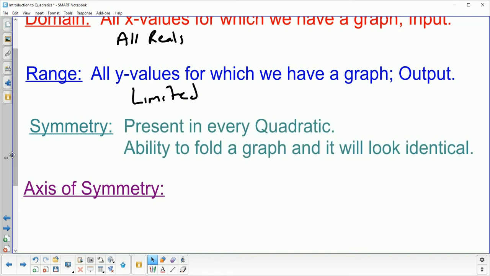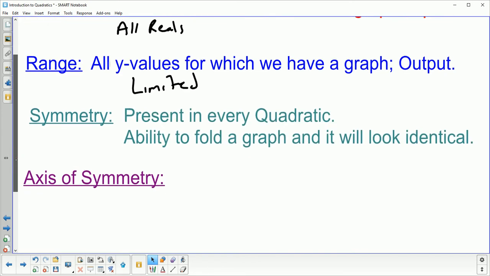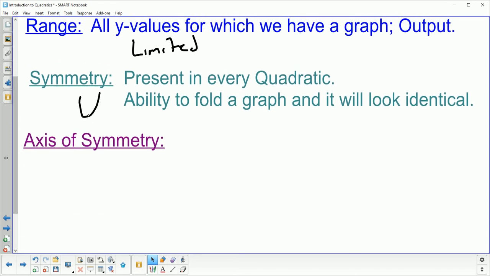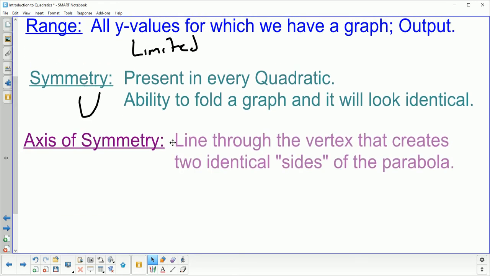So our symmetry then is going to be present in every quadratic, and it's an ability in this case for our quadratics to fold a graph and it will look identical. So if you think about your U, if we drew a line right down the middle, we could fold it in half. They would be identical on each side of that line. And that line that we would draw is called the axis of symmetry. And it's important that we recognize that it goes through the vertex, and so it creates two identical pieces of the parabola.